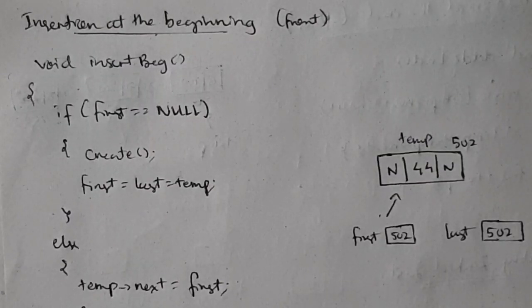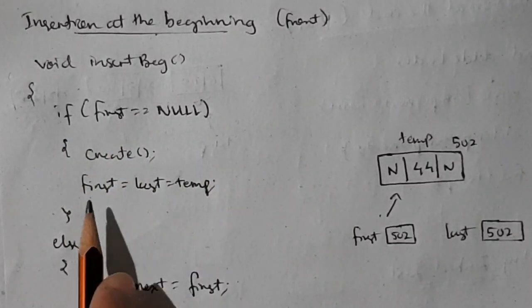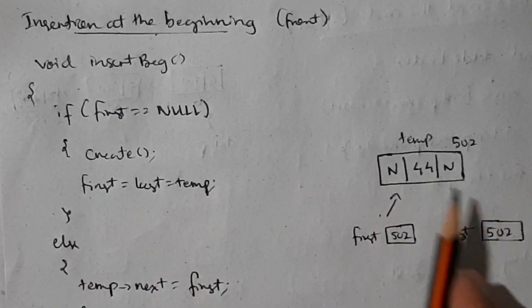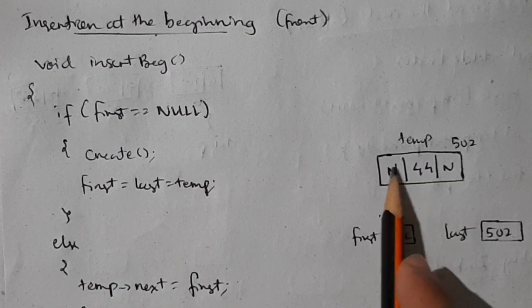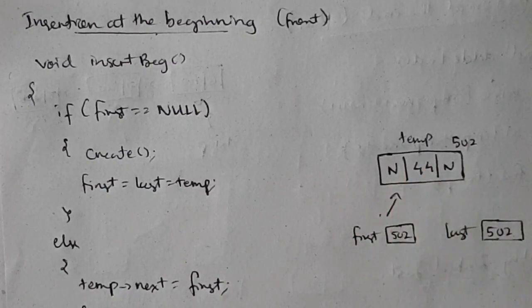See, the first one is insertion at the beginning. It's the same. If first is null, you will have no node. Then you will create a node and assign the first and last to temp, and you will assign the previous arrow and the next arrow as null, because only one node is there.